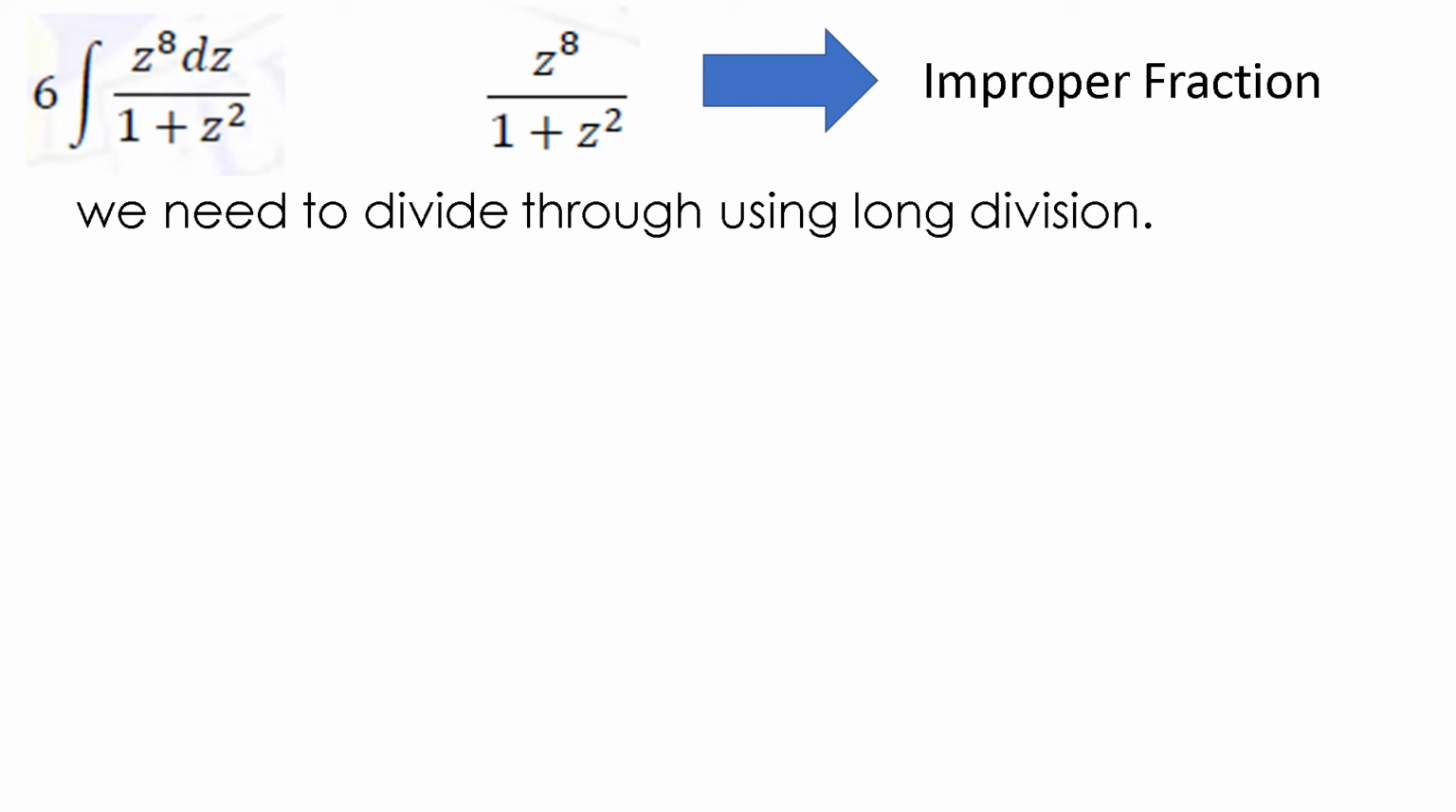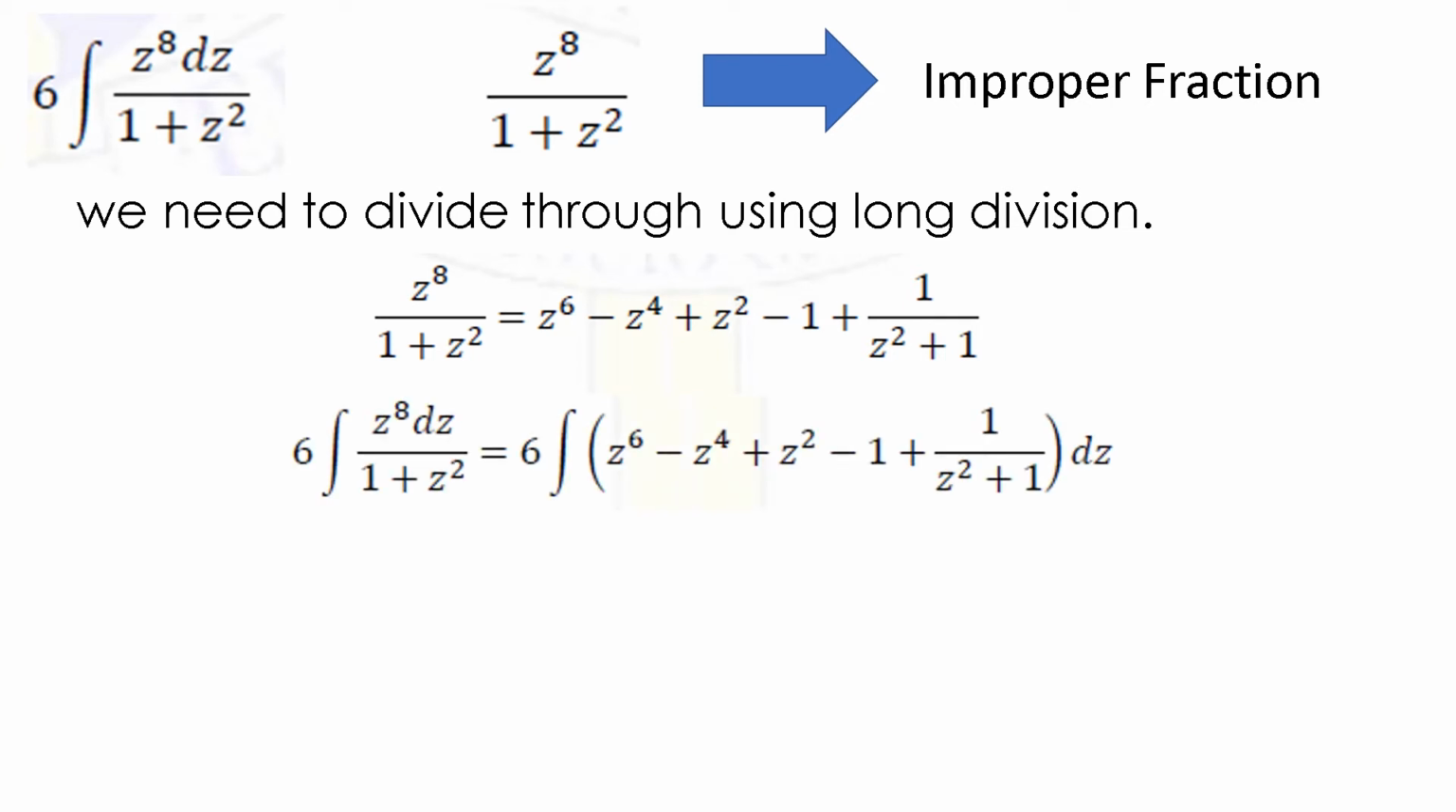Dividing, we take the quotient, which is z raised to 6 minus z raised to 4 plus z squared minus 1 plus 1 all over z squared plus 1. With the new quotient that we have, we will substitute this as the new value of the rational fraction from the integrand. So it becomes 6 times the integral of the quantity z raised to 6 minus z raised to 4 plus z squared minus 1 plus 1 all over z squared plus 1, multiplied by dz.